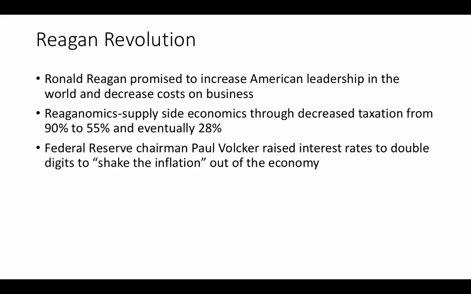The Federal Reserve chairman at the time, who actually was nominated and put into power by President Jimmy Carter and then continued under Reagan's time period, was Paul Volcker. Volcker raised interest rates. In fact, at one point, the interest rates went all the way up to about 21%. And the idea was to shake out inflation from the economy.